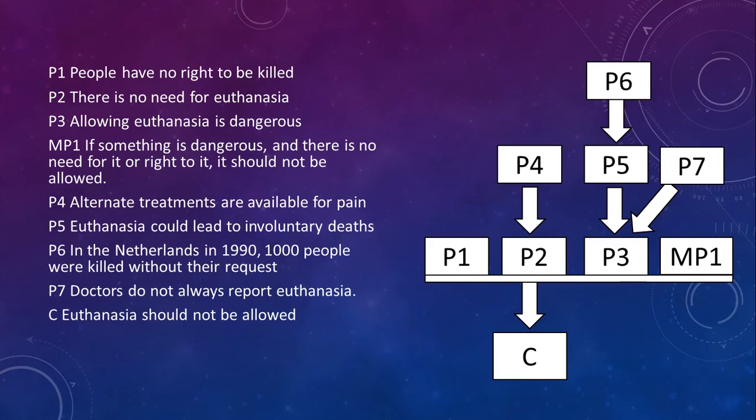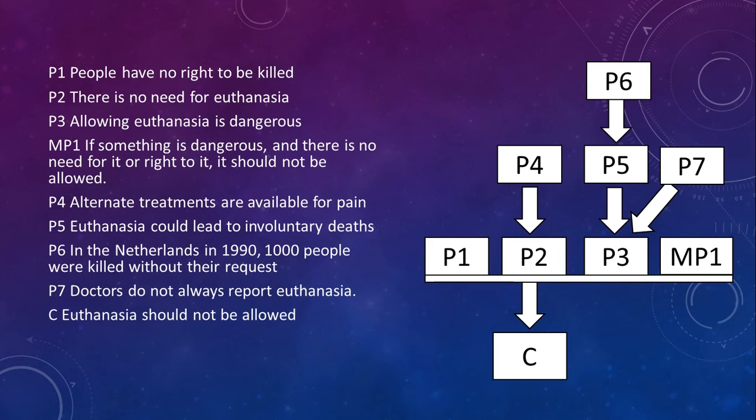And now we can do the sort of like analysis. So what I propose to do here, the main moving part of this analysis is MP1. I've helped myself to this not really complex, but somewhat complex missing premise. It's a normative premise that says, if something is dangerous and there's no need for it or right to it, it should not be allowed. So that was the thing right at the end of our analysis last time.